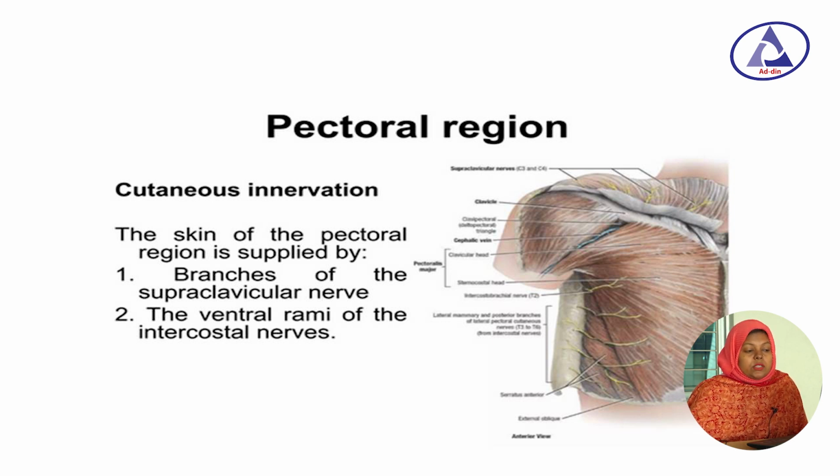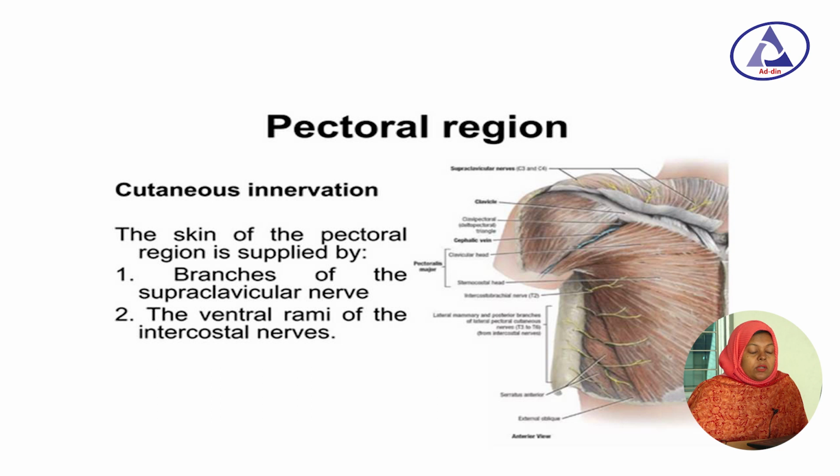The cutaneous branches of the arteries pass through, or accompany, the cutaneous nerves. The branches come from the perforating branches of the internal thoracic artery. Then we again repeat the cutaneous nerve supply and cutaneous artery supply of the pectoral region.